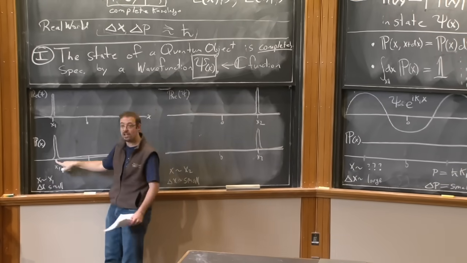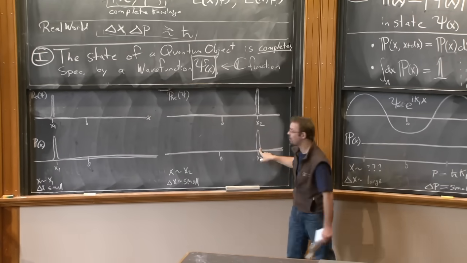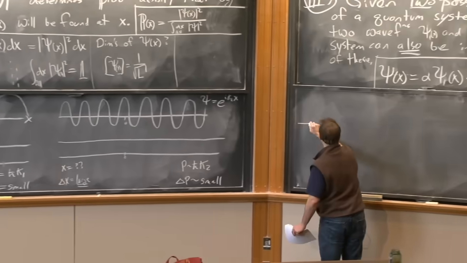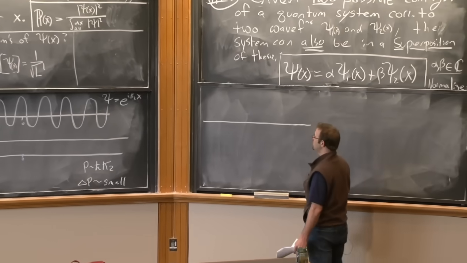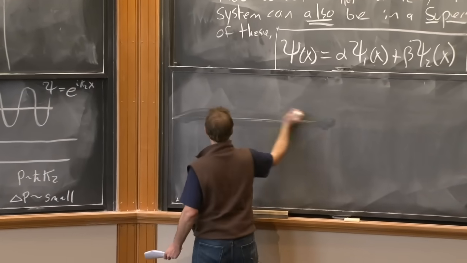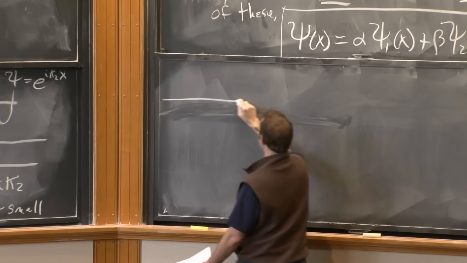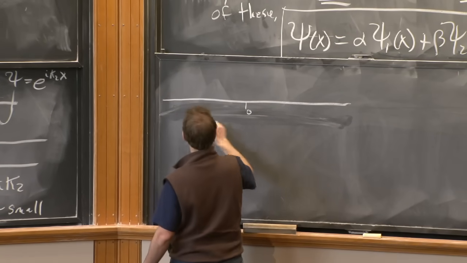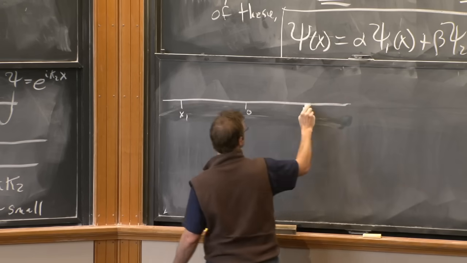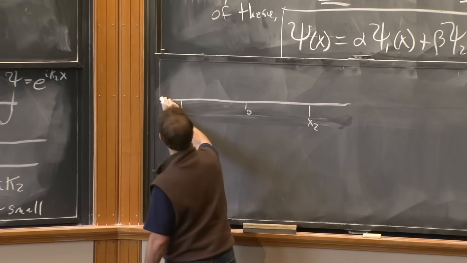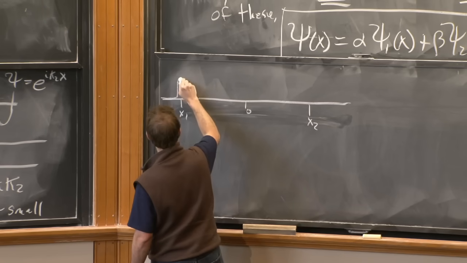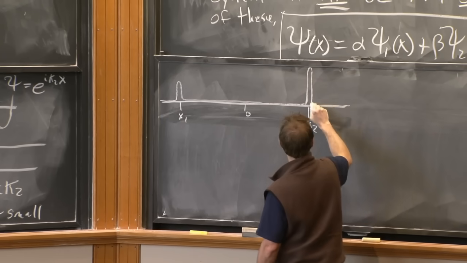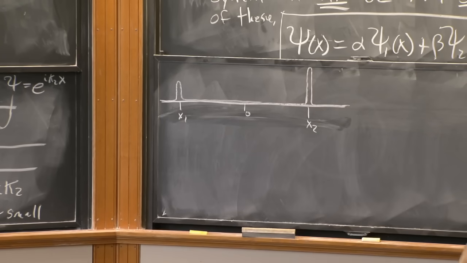This corresponds to a particle being here. This corresponds to a particle being here. I want to take a superposition of them. So here's my superposition. OK. Let's try that again. Good. And my superposition, so here's 0, and here's x1, and here's x2. My superposition is going to be some amount times the first one plus some amount times the second one. There's a superposition.